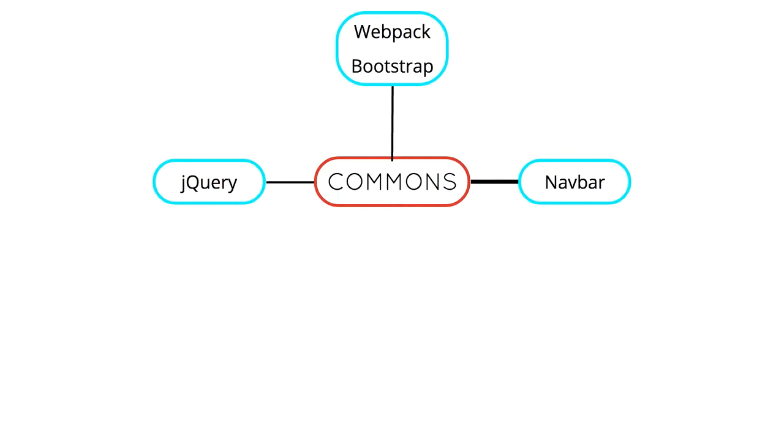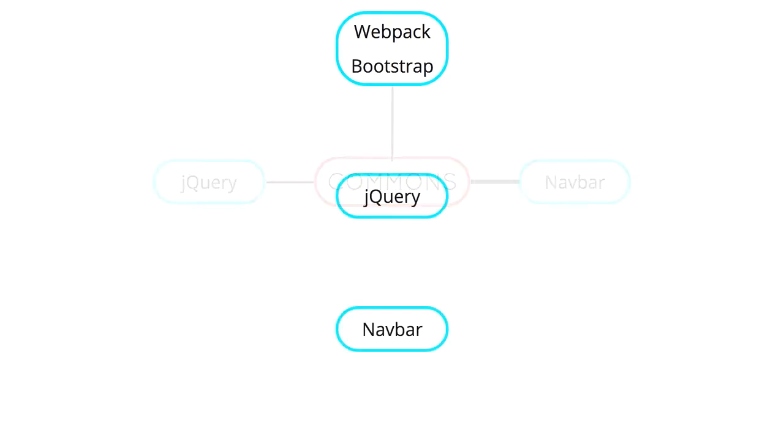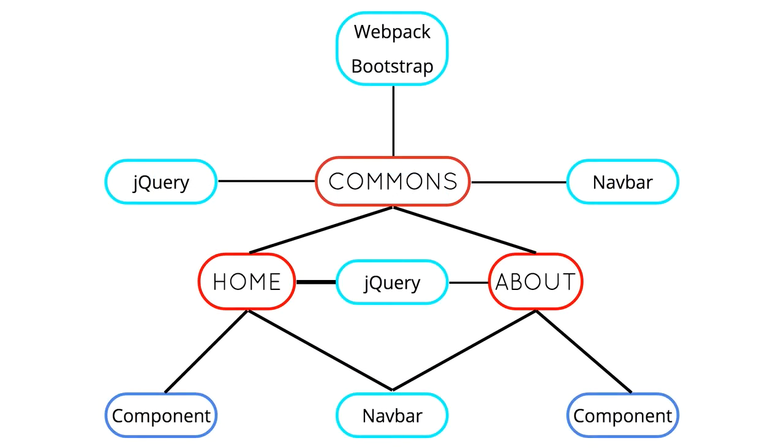So what we'll end up with is basically this. We're going to be creating a Commons module or bundle or chunk, whatever you want to call it. And this Commons chunk will basically have three things. It will contain the Webpack bootstrapping code, the navbar, and jQuery, the three shared modules. And basically, we can now represent our module structure like this.